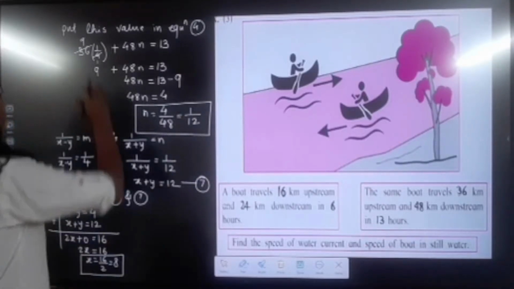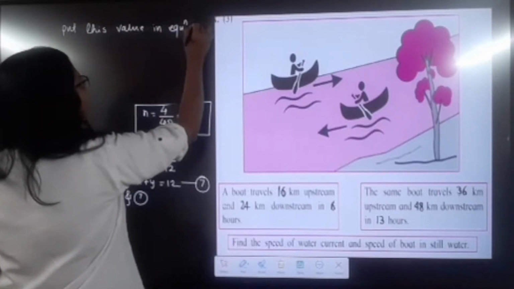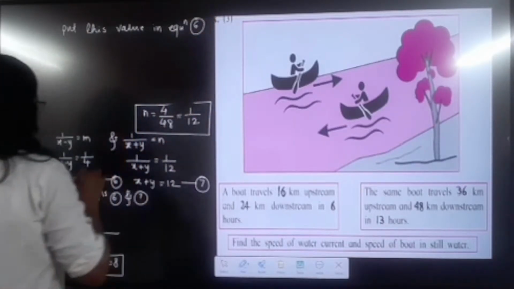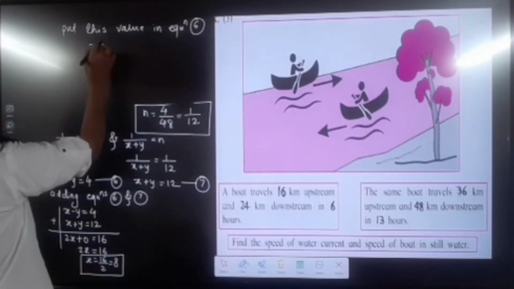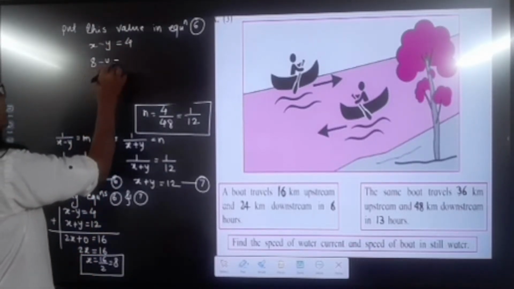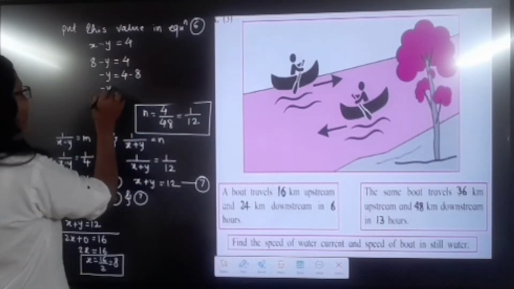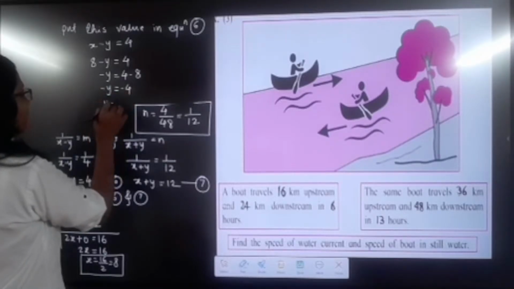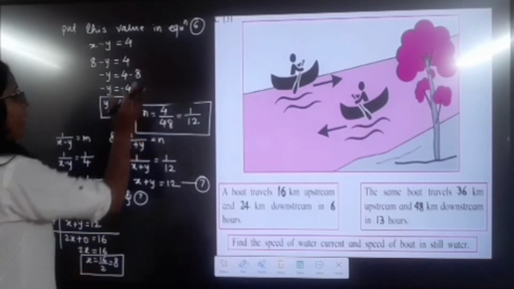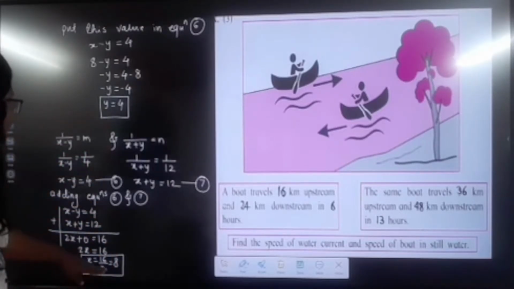So now put this value in equation 6. Okay. So now see x minus y is equal to 4. So here 8 minus y is equal to 4. So minus y is equal to 4 minus 8. So minus y is equal to minus 4. So y is equal to 4. Okay students. Now we have the value of x and y. Finally we get the value of x and y.